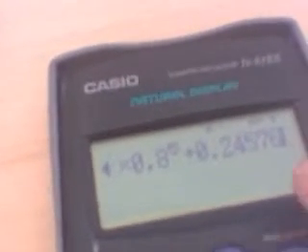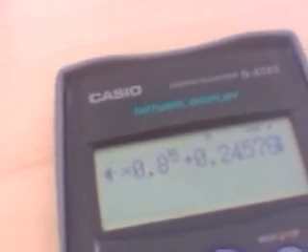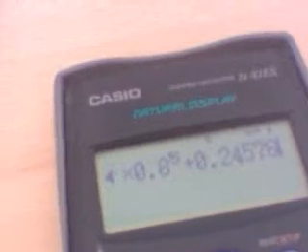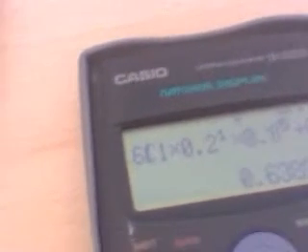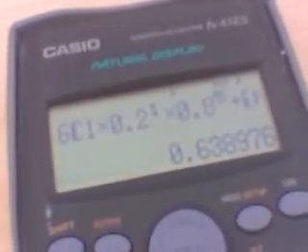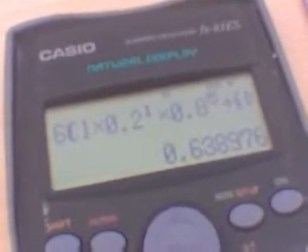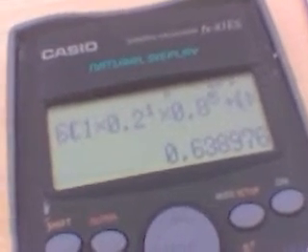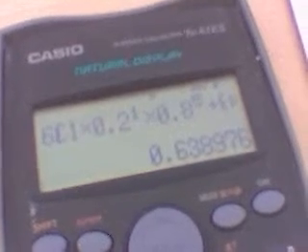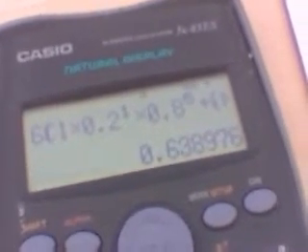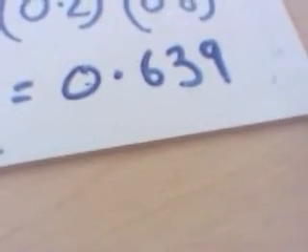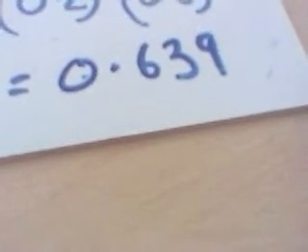Notice I haven't used the rounded figure there, because I'm trying to find out everything and round it at the end instead. So my final answer is 0.638976, round that to 3 significant figures, 0.639. And there's my answer, the probability for having 1 or 2 cracked eggs. That's quite high.